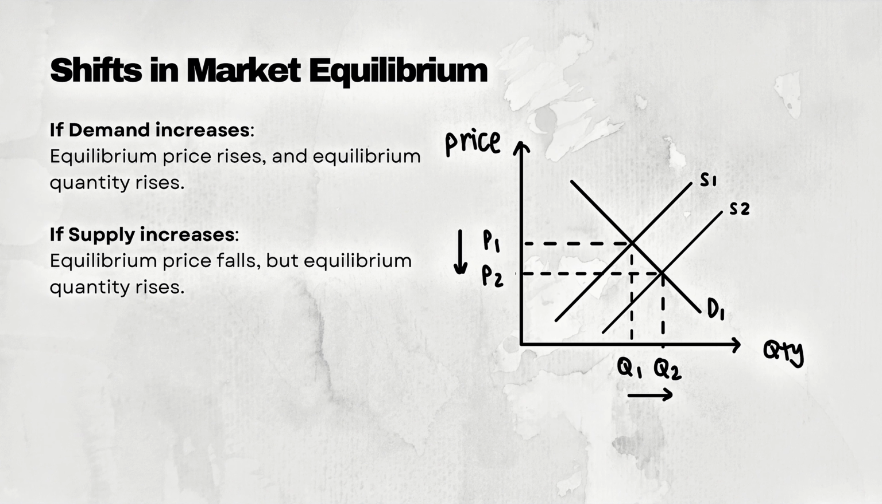If supply increases, then the supply will increase from S1 to S2, the price will fall from P1 to P2, and the quantity will increase from Q1 to Q2. And a new equilibrium is formed.